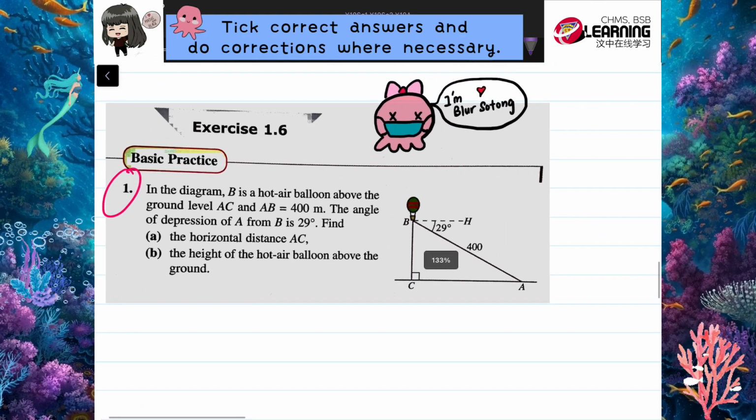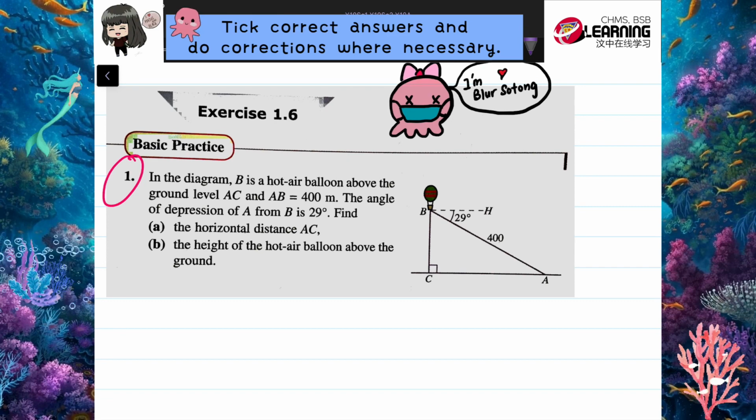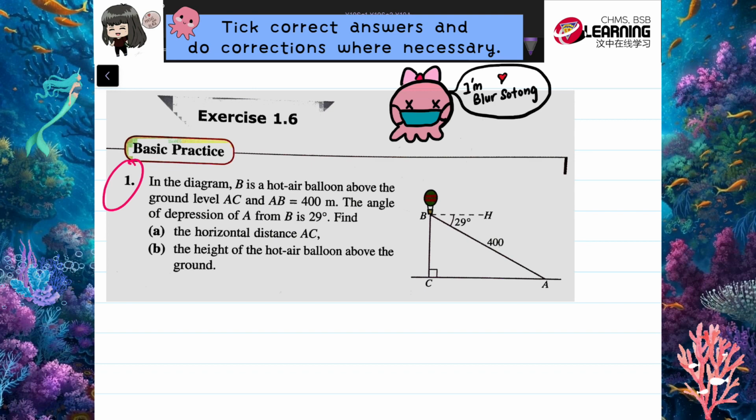Okay, I will explain question number 1 for those who don't know how to do. For those who already know how to do, you can skip to the next part. All right. Question number 1 here. What you can see here is the angle of depression is 29. So this is 29 degree here, and you know that this one is an alternate Z, right? If it's an alternate Z, meaning to say that this is also 29. It's also 29 there.